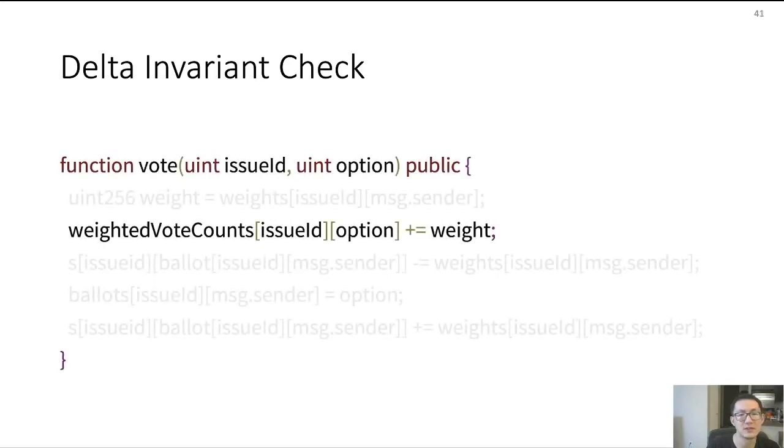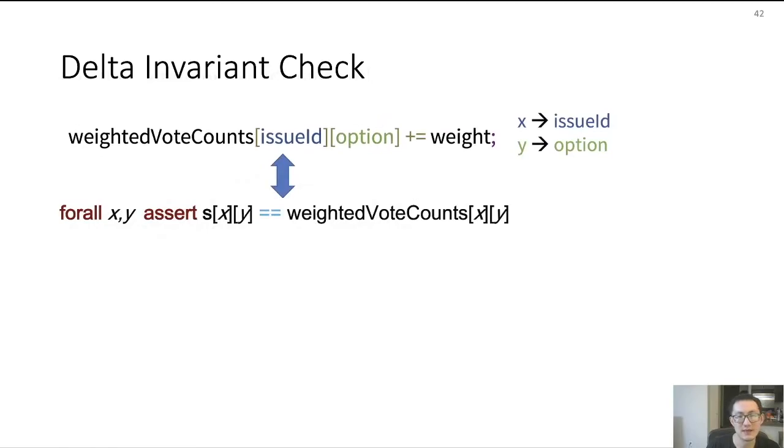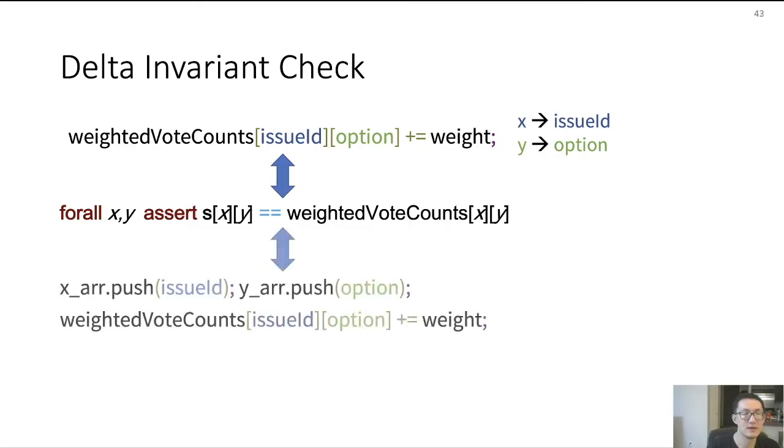For the write operation to weighted vote counts, Solythesis first runs its binding analysis against the constraint which contains a for all quantifier. This analysis determines that the write operation may cause the contract to violate the constraint when X binds to issue ID and Y binds to option. Solythesis defines additional arrays like X array and Y array to collect such free variable combinations that may lead to constraint violations. It then instruments statements to maintain these arrays.